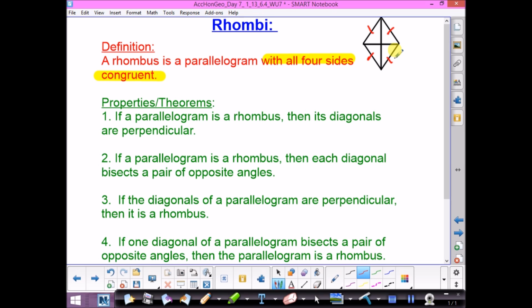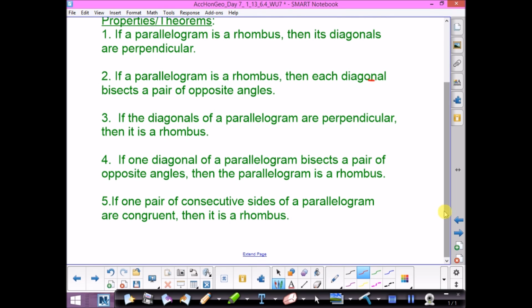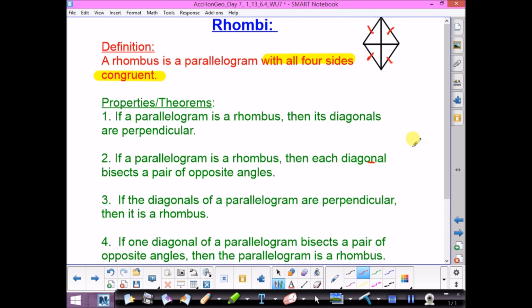So it's a rhombus if it's a parallelogram and the diagonals are perpendicular. If a parallelogram is a rhombus, then each diagonal bisects a pair of opposite angles. If the diagonals of a parallelogram are perpendicular, then it's a rhombus. If one diagonal of a parallelogram bisects a pair of opposite angles, then the parallelogram is a rhombus. And if one pair of consecutive sides of a parallelogram are congruent, then it's a rhombus. So let's take a look at those.